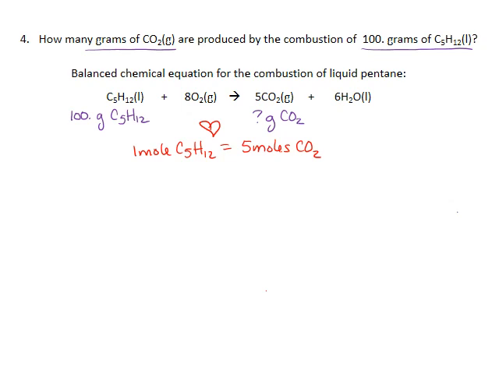We notice in this problem, though, that we need to make additional connections. We're not starting with moles of pentane, we're starting with grams. So we need to make a connection between grams of pentane and moles of pentane. This connection is provided by the molar mass. 1 mole of pentane is 72.15 grams. This number is obtained by adding 5 moles of carbon and 12 moles of hydrogen from the periodic table.